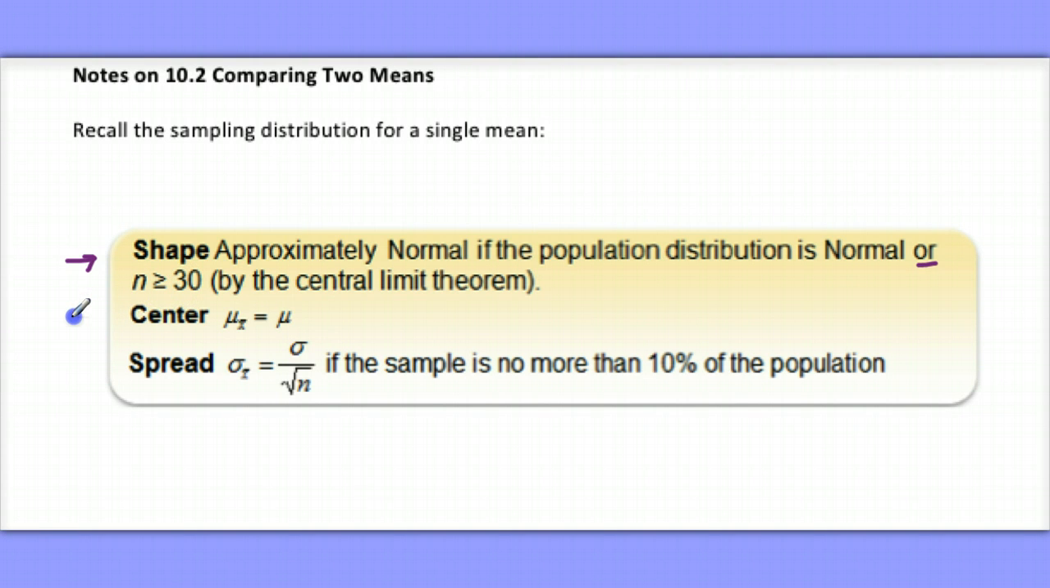The center of the sampling distribution for a single mean is centered at the mean of the population distribution, and the spread or standard deviation of the sampling distribution depends on the sample size. We've talked about the fact that the larger the sample size, the less variation in the sampling distribution, and that's assuming that we're sampling no more than 10% of the population. So this is for working with a single mean.